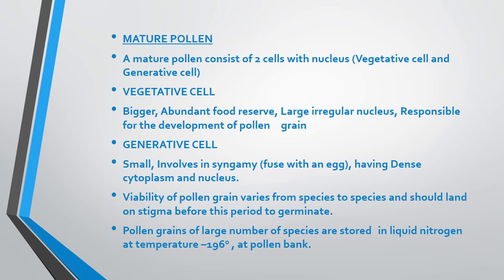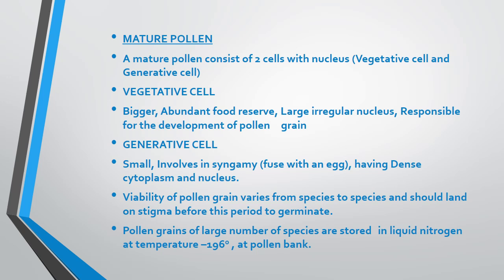They have a large but irregular nucleus, and they are responsible for the development of the pollen grain. While the generative cell, which is the main cell that takes part in fertilization, is small in size. It involves itself in syngamy, that is, fusing with an egg, and it has dense cytoplasm and nucleus.